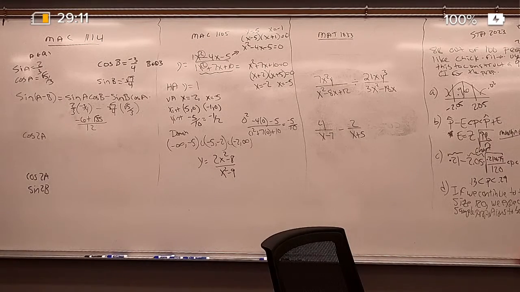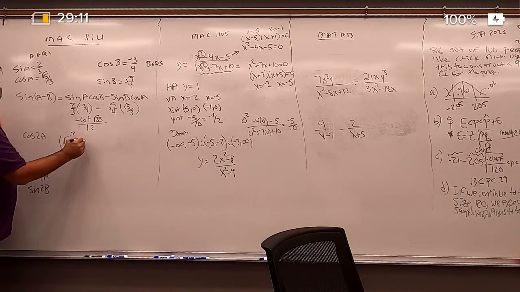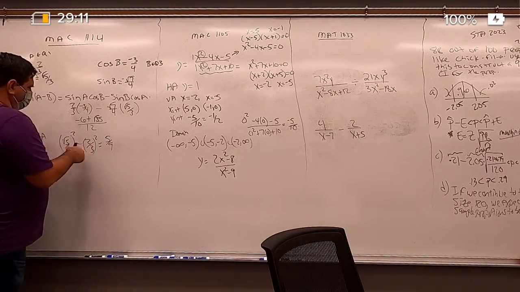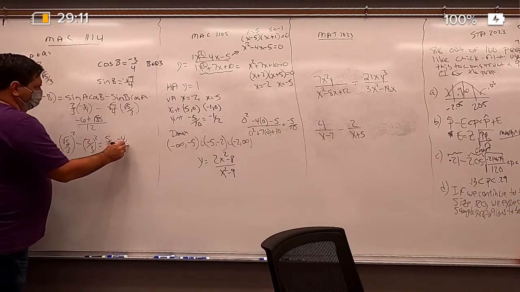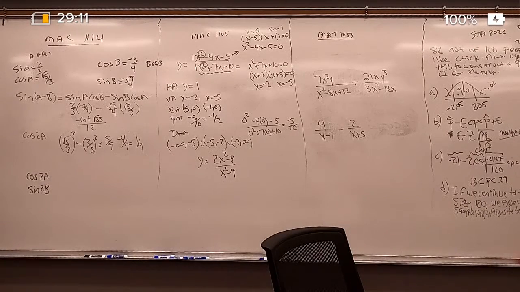Blake, how did you do it? I subtracted the 2 squares. Okay, so you did cosine squared minus sine squared? Yeah. So square root of 5 over 3 squared minus 2/3 squared, yeah? So we got 5 over 9 minus 4 over 9, 1/9. Yes, sir. All right. We gotta go with that.